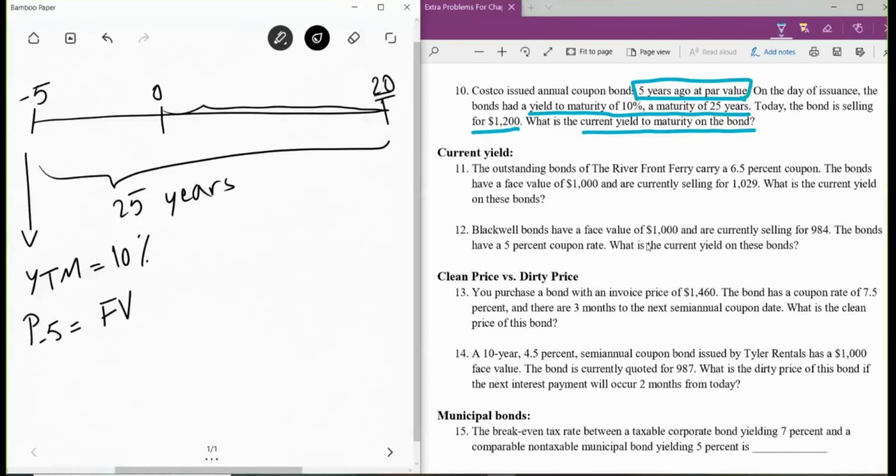Whenever you see this phrase, the bond was sold at par value at this point in time, this means the following: the coupon rate is equal to the yield to maturity. So in this case, the coupon rate is equal to 10%. Because otherwise, if I didn't have this piece of information, I wouldn't be able to solve the problem. So to repeat, whenever you see the bond was sold at par value, directly remember the coupon rate should be equal to the yield to maturity.